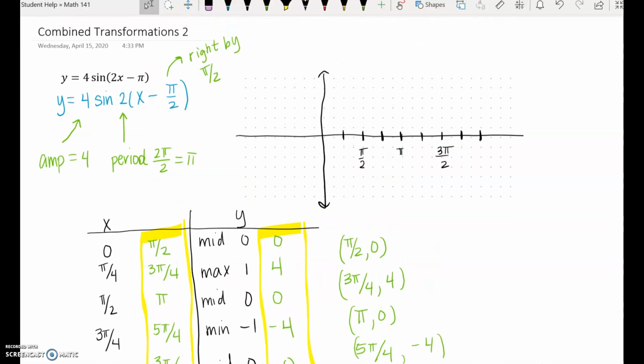Our max value is going to be at 4, which is here. And our min is going to be at -4, which is here. And then I'll plot my points. So I'm starting at 0, going up to the max, back to the middle, down to the min, and then back to the middle. So my graph is going to look like this.